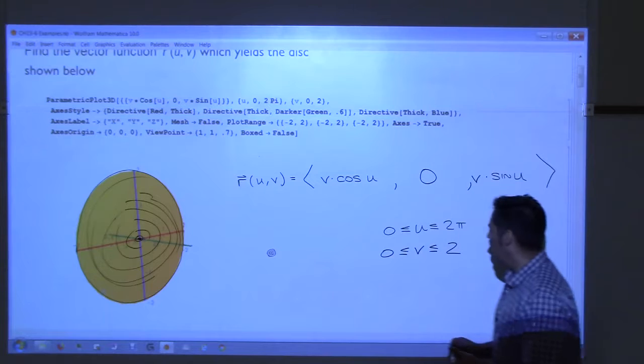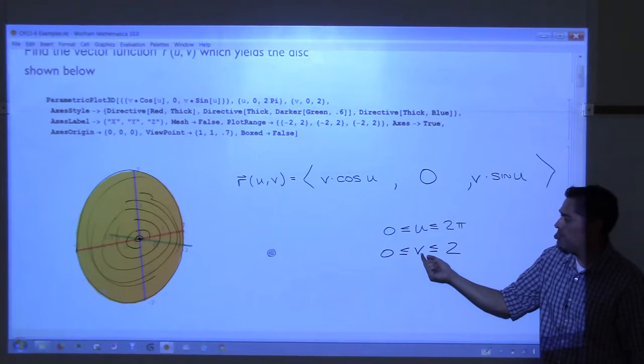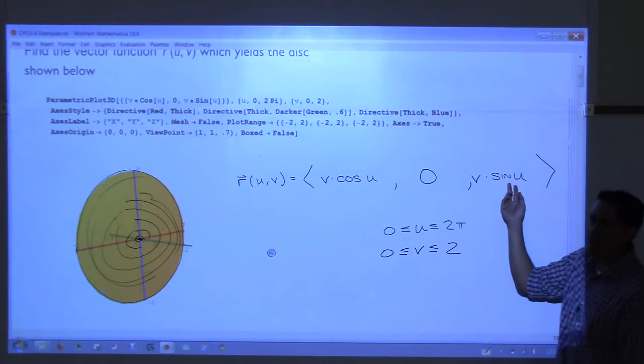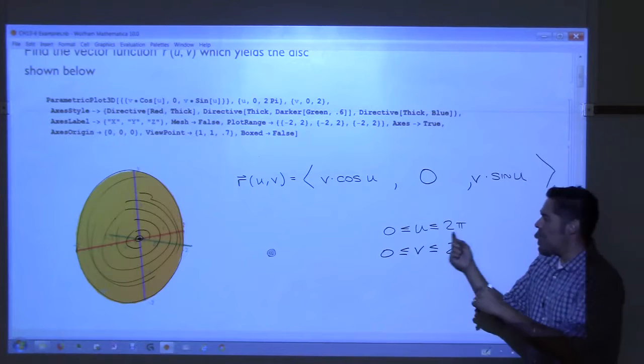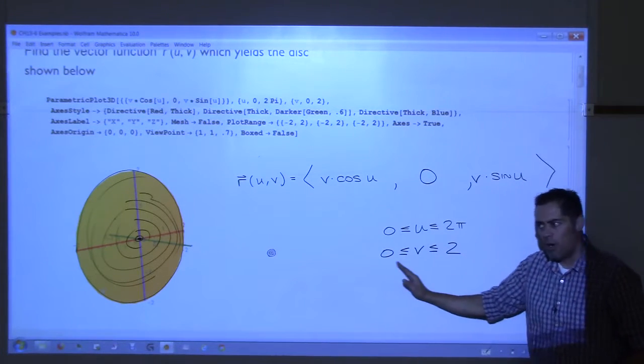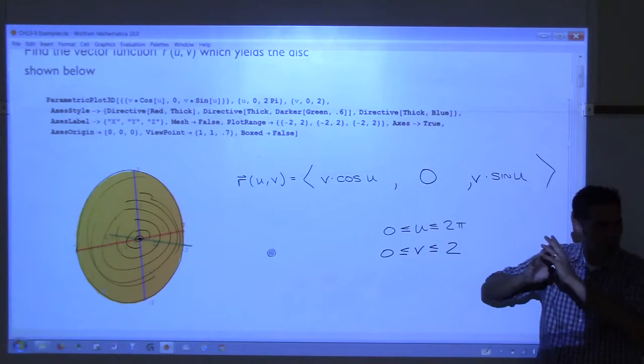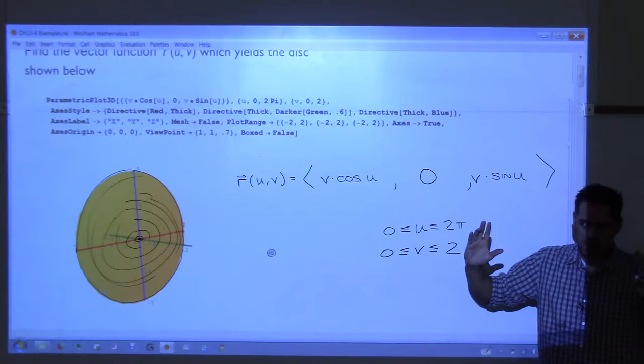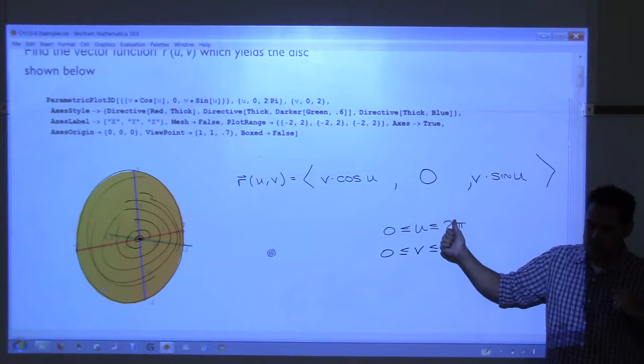Now let's say that v is 1. If v is 1, then that's just cosine u, sine u. And now let u go between 0 and 2 pi, and you draw that circle. But you have to do that for all v's between 0 and 2, so you're going to draw the whole disk. Y'all like this? Okay.